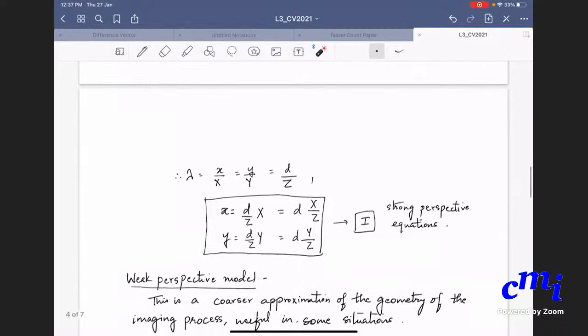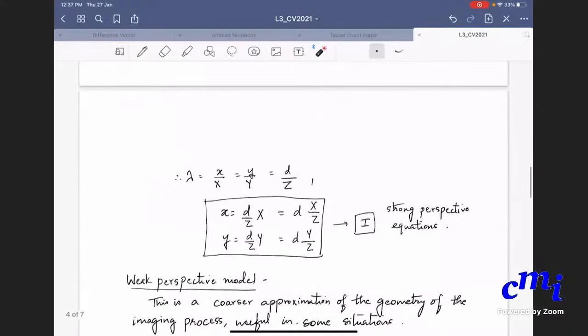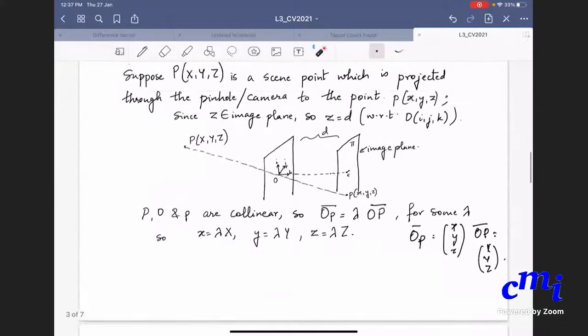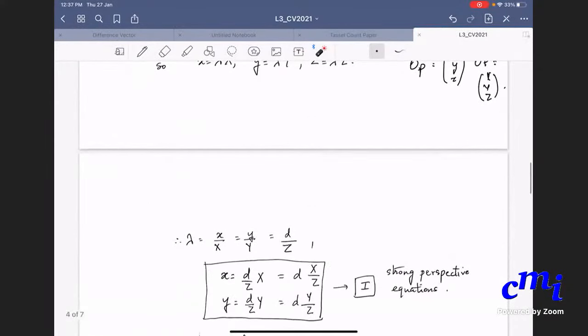Okay, so if there are no questions, let's move on to what is the weak perspective model. Most commonly, this is the situation that we will be in. We will be dealing with the strong perspective equations, or sometimes just called perspective equations. You don't even say strong. These are the basic perspective equations.